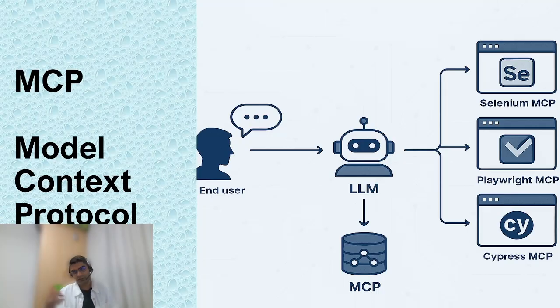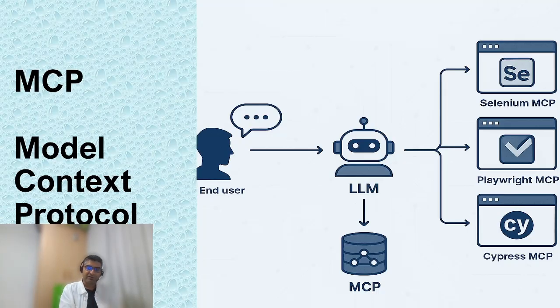Accordingly, the particular MCP will be invoked, and it will hit the APIs of Selenium, Playwright, or Cypress, and open the browser. They will do all the magic. So I hope the picture is clear now. What is MCP? MCP is a protocol. Behind the MCPs, there is a list of MCPs, and we are learning every MCP one by one.